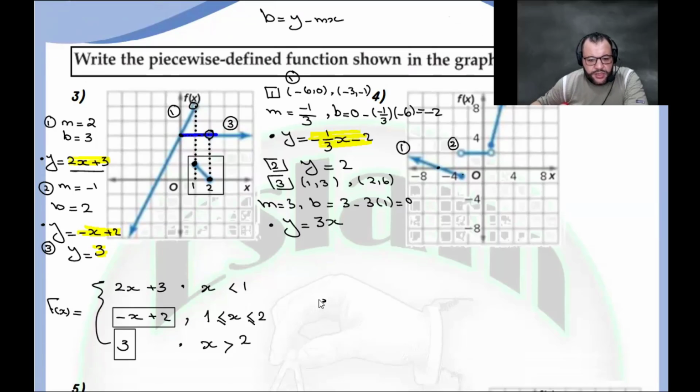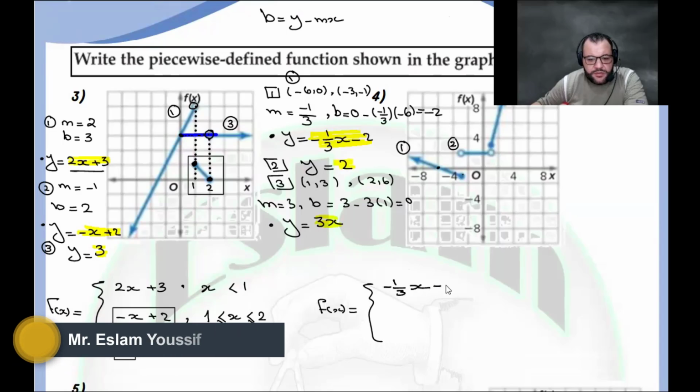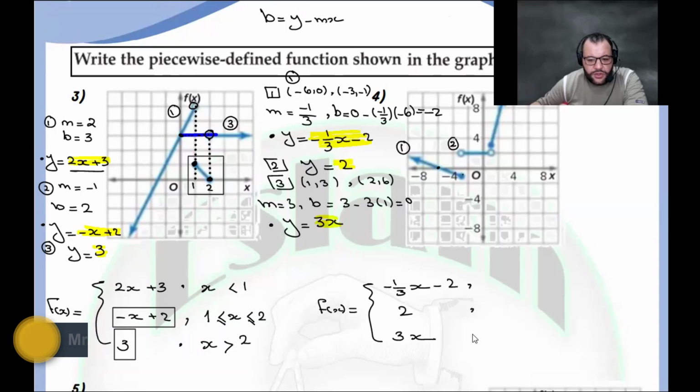So I will start writing: f of x equals, the first part is negative 1 over 3x minus 2. The second part is 2. And the third part is 3x.